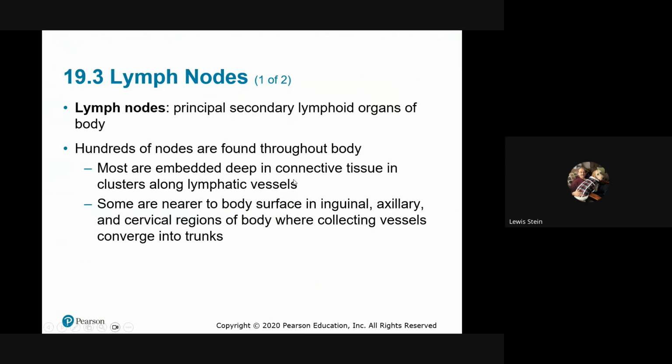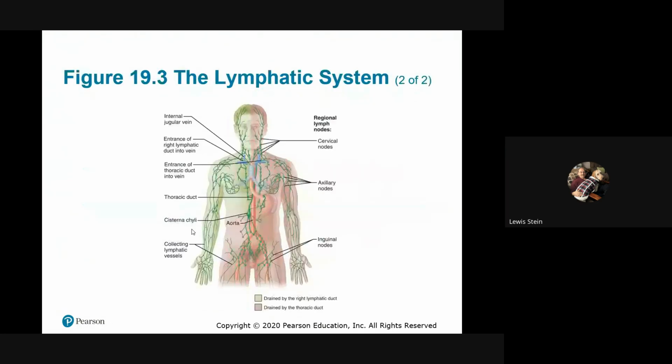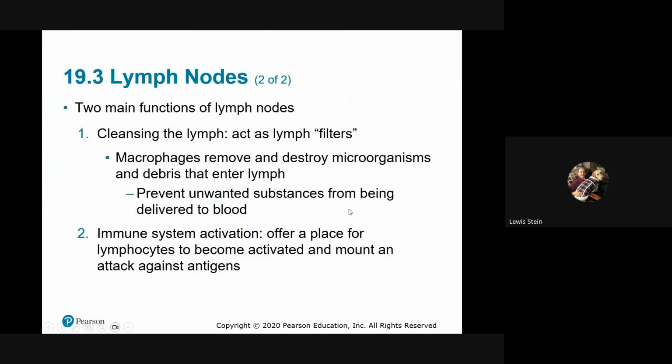Hundreds through the body, deeply embedded, nearer to the surface in the inguinal area. Again, contact points with the outside. Axilla, because everything goes there. Cervical region. It's a lot anatomical. Again, that same illustration I showed you before, color code. So what they do is they filter. The macrophages gobble up stuff, microorganism and debris, unwanted substances, because basically they're constantly filtering it so it's ready to go into the blood. And it's a place where the immune system discovers invaders.